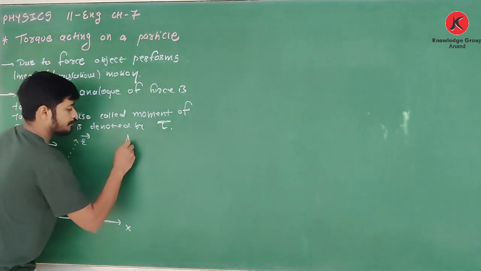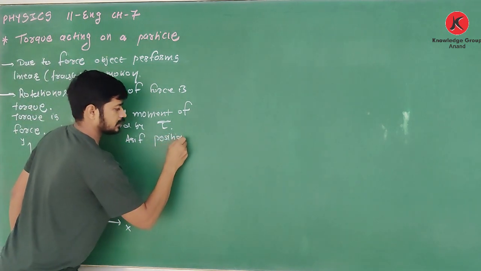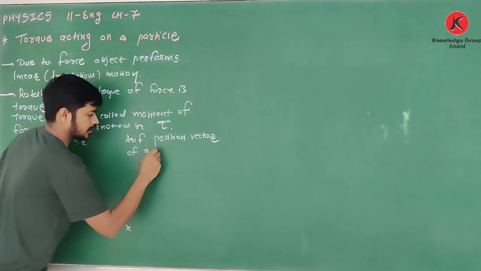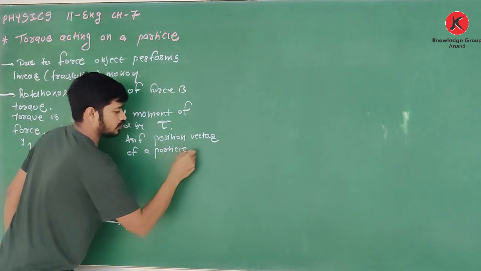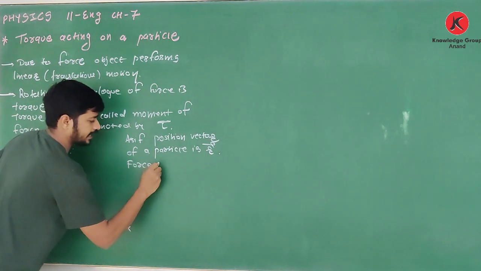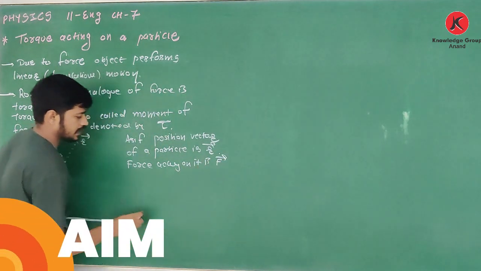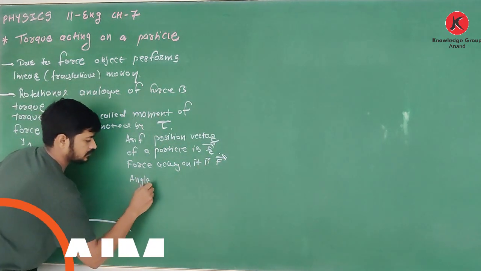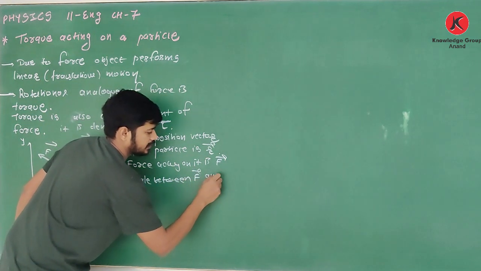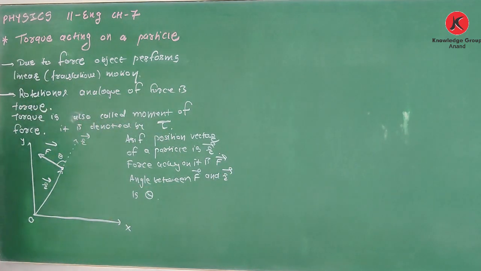So as shown in the figure, the position vector of a particle is r. The force acting on it is F. The angle between F and r, that is, force and position vector, is theta.